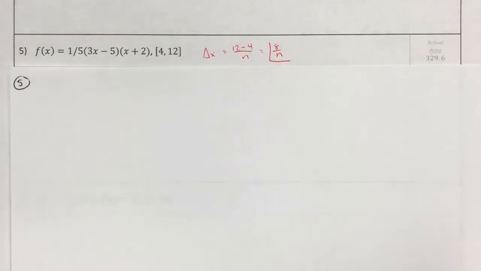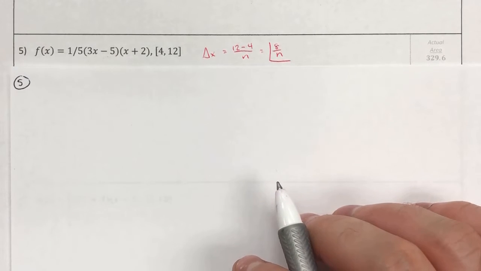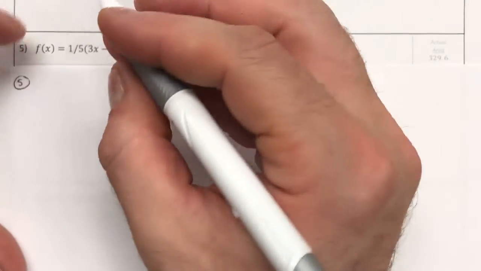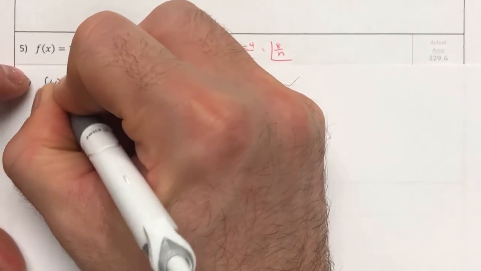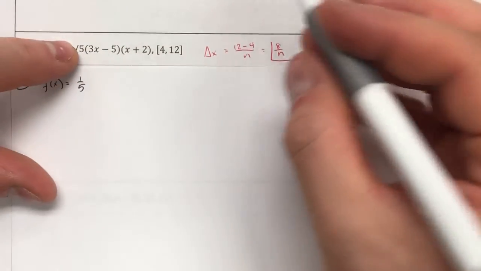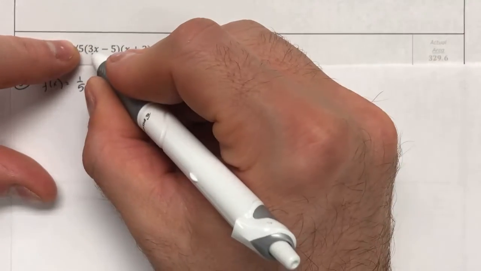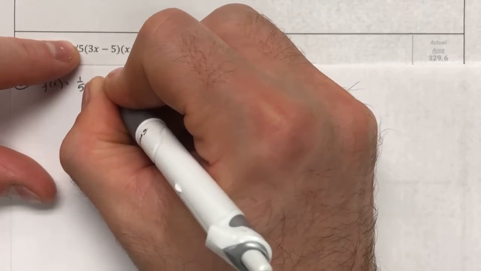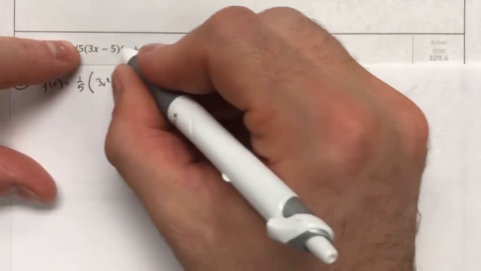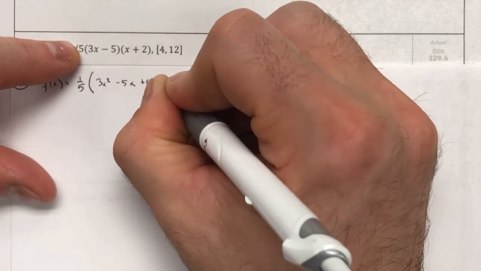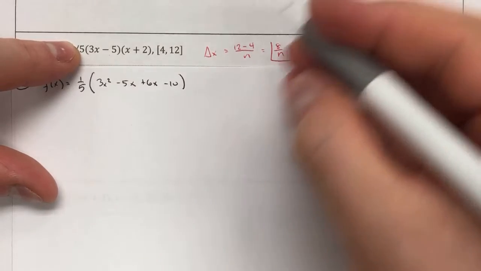Okay. Now, the first step that we're going to do is we're going to say, hey, what's going on with this? I'm going to take 1/5, and I'm going to go ahead and FOIL this. So 3x times x is going to give us a 3x squared. We have a minus 5x plus 6x minus 10.